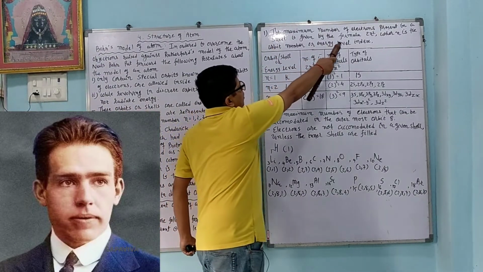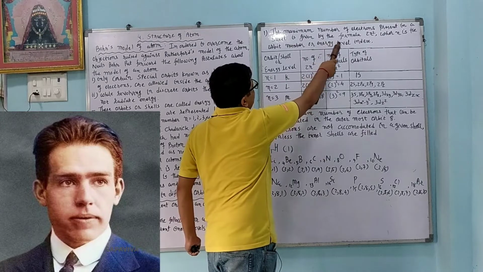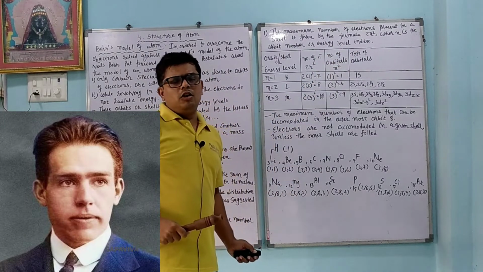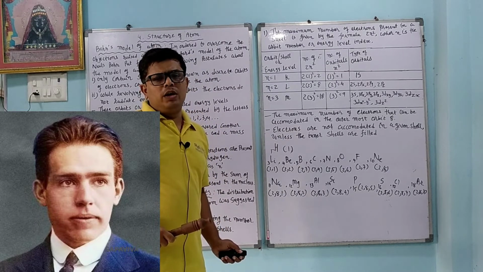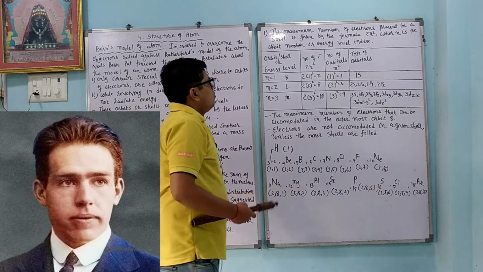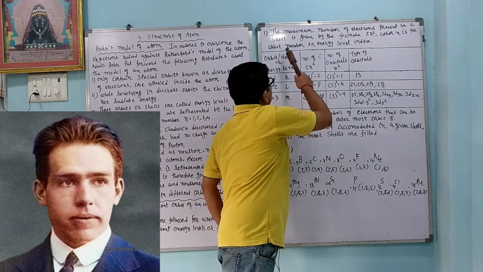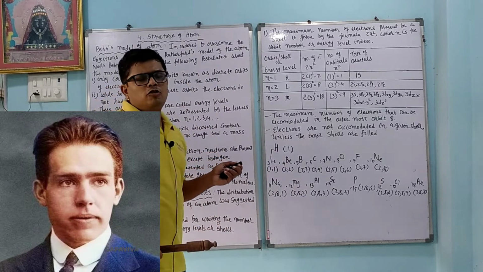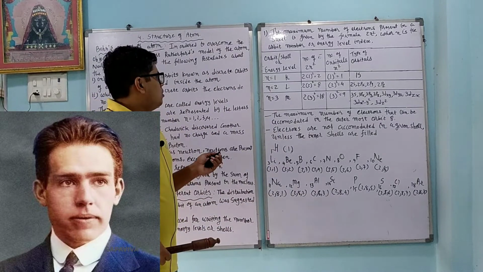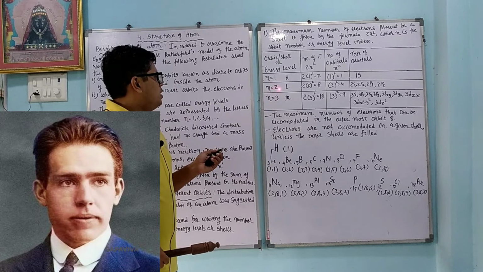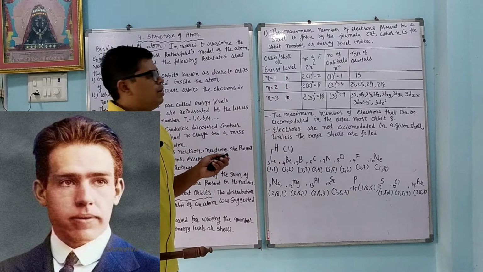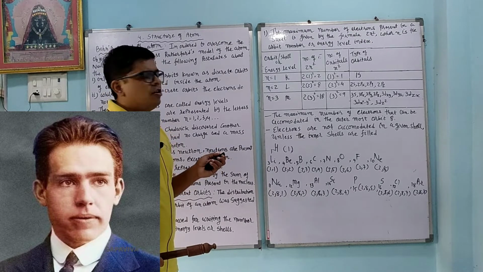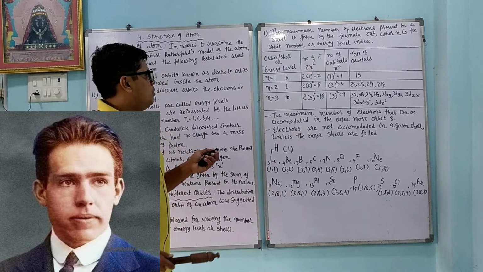the maximum number of electrons present in a shell is given by the formula 2n square, where n is the orbit number or energy level index. So the number of electrons present in an orbit we can find by the formula 2n square. The first orbit is called K, the second orbit is called L, the third orbit is called M. By the formula 2n square we can find the number of electrons.